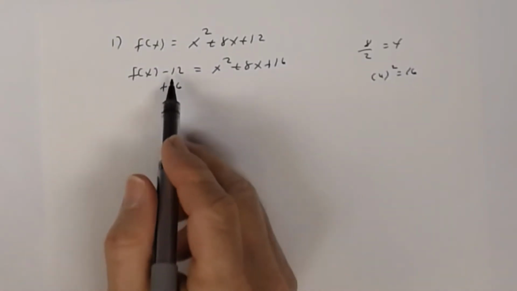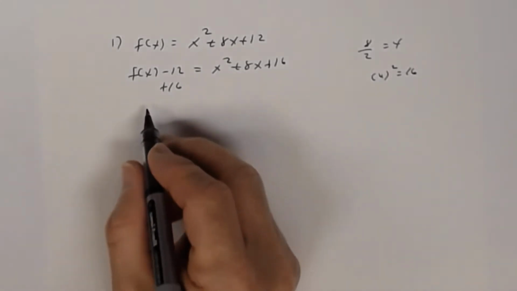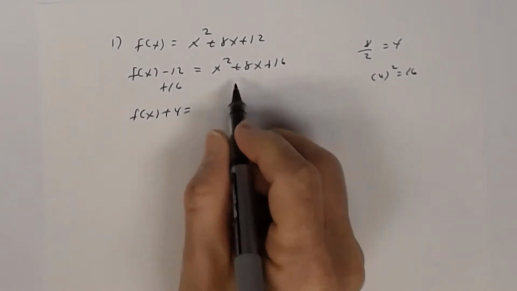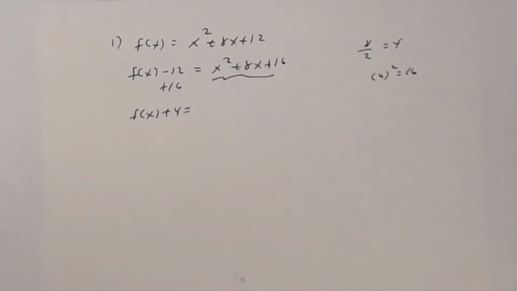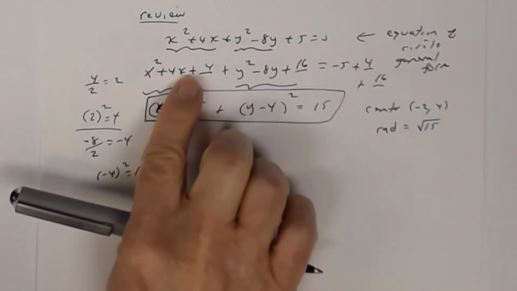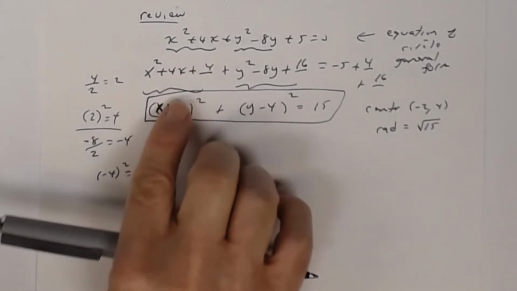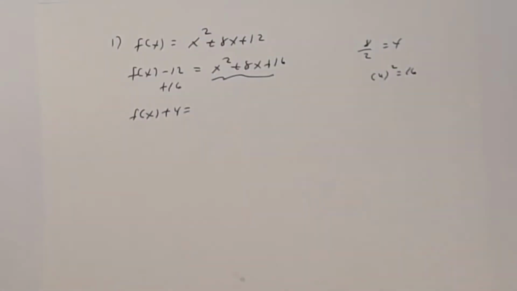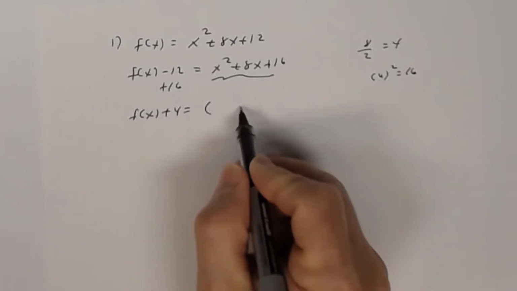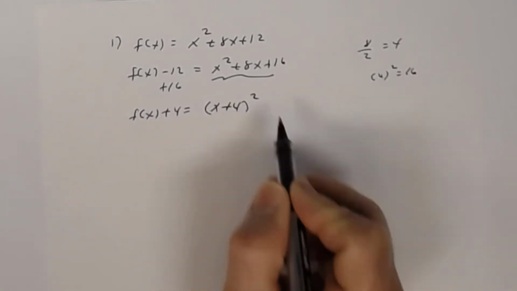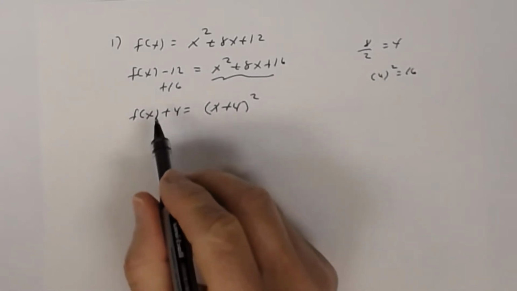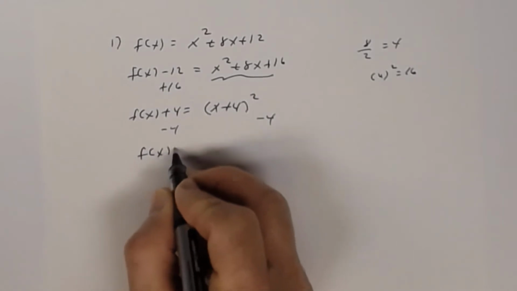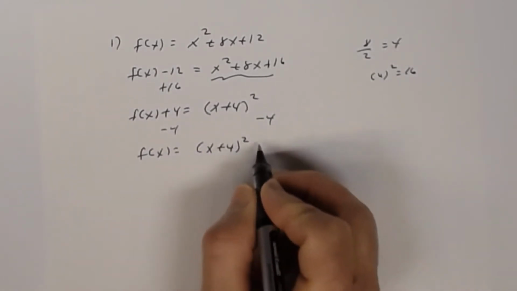Now let's combine like terms on this side. A negative 12 and a positive 16 is a positive 4. So you get f of x plus 4 equal, and now this should be a perfect square trinomial. So remember when we went back to the circle, once you put that number here, we then factored as a binomial squared. So this is a perfect square trinomial. We can do the same thing here. When I factor this, this is now going to be x plus 4 squared. And then all you do is get f of x by itself. So now you're going to subtract 4 from both sides. And so you get f of x equal x plus 4 squared minus 4.